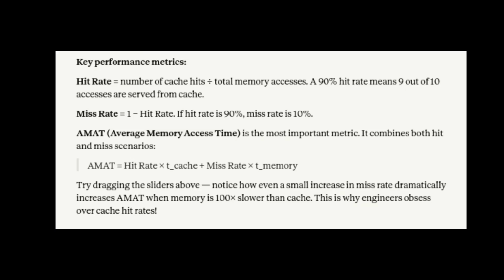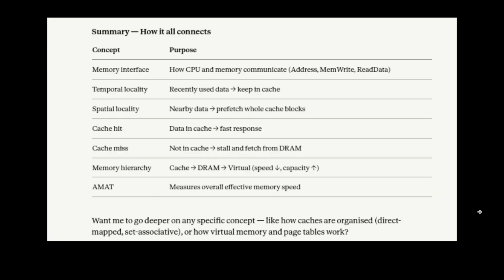Okay, so hit rate is the number of cache hits divided by the total memory accesses. If 90% is the hit rate, it means 9 out of 10 accesses are served from the cache. So 1 minus hit rate would be the miss rate. Average memory access time would be hit rate into the time taken from the cache plus miss rate into the time to access from the memory. This is the average memory access time.